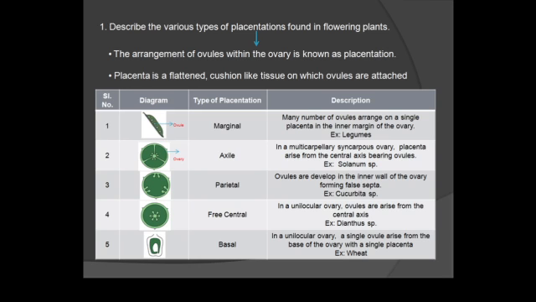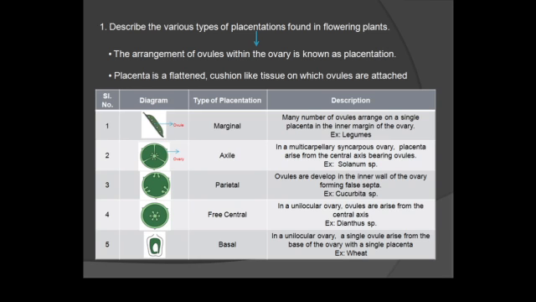Describe the various types of placentation found in flowering plants. In this question, the main terminology we should know is placentation. What is placentation? Placentation means the arrangement of ovules within the ovary. And the flattened cushion-like tissue that bears the ovules inside the ovary is called the placenta. So placenta is a flattened cushion-like tissue on which ovules are attached. These are the basic concepts related to placentation. Both are present in the ovary.